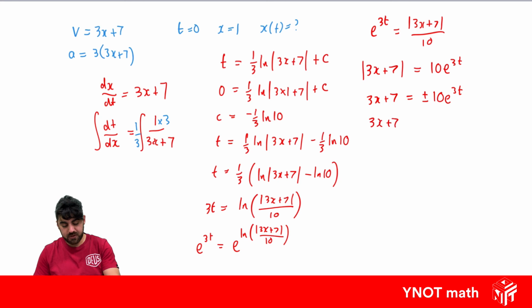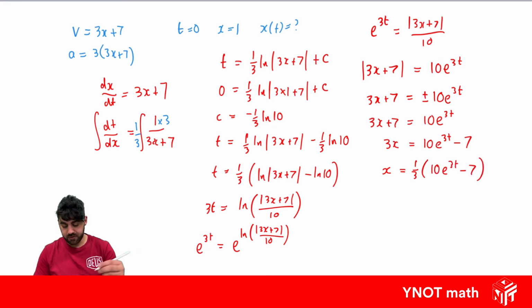So we get 3x plus 7 equals 10 e to the 3t. Let's minus 7 from both sides. So we get 10 e to the 3t minus 7, and finally divide both sides by 3. So we get x equals a third outside of 10 e to the 3t minus 7 for our final answer for the displacement as a function of time.